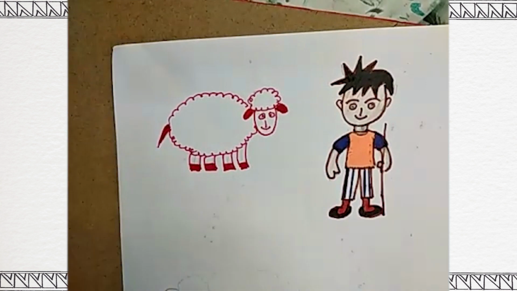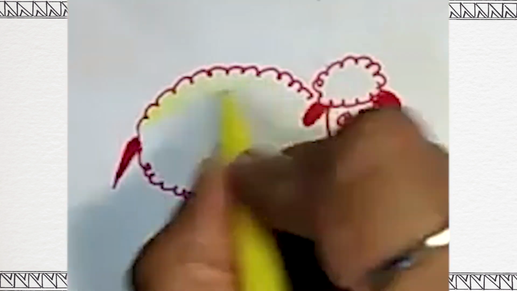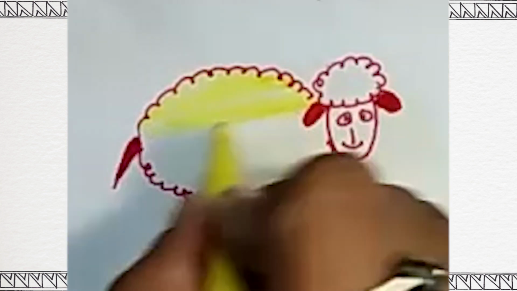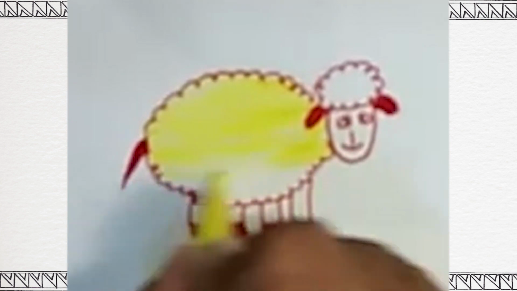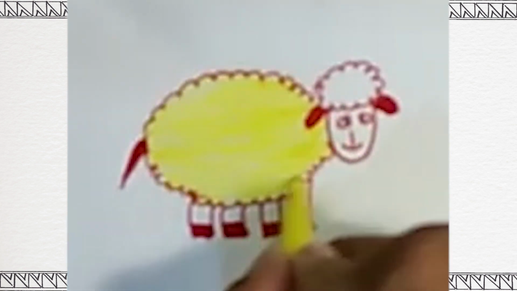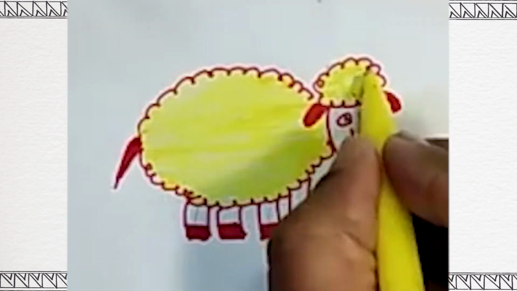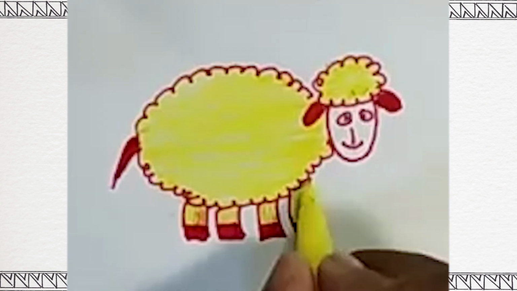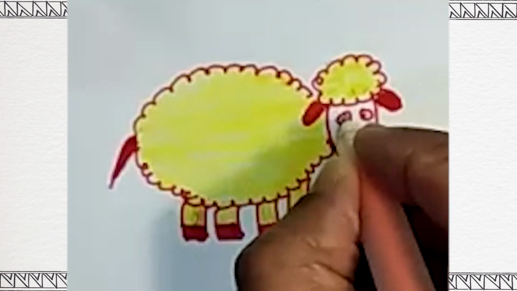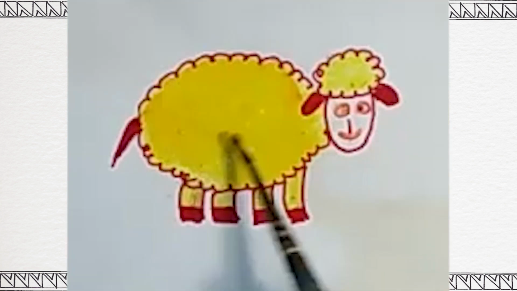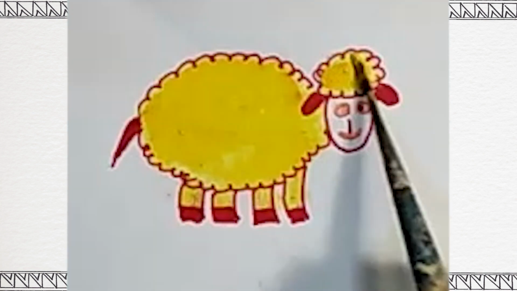So this was the sheep and this boy was taking his sheep to the jungle. Actually sheep is white, but if we show white color on white paper, it won't be visible. This was a smiling sheep and it was the favorite of this boy. I'm making it round to show it a little furry.